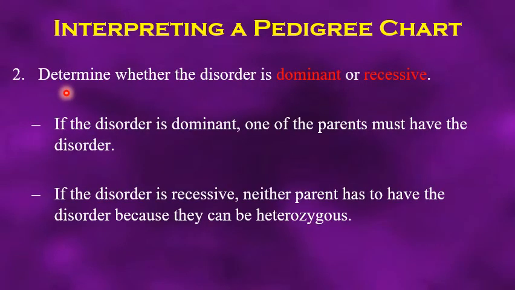Second, determine whether the disorder is dominant or recessive. How? If the disorder is dominant, one of the parents must have the disorder. يعني لنعرف هل هذه الصفة سائدة أو متنحية، يجب أن يكون أحد الآباء على الأقل مصابا. If the disorder is recessive, neither parent has to have the disorder because they can be heterozygous. أما إذا كانت متنحية تكون الآباء غير مصابة، لأن الصفة تكون heterozygous فلا تظهر الإصابة في الآباء، وأيضا يحدث ذلك في زواج الأقارب.